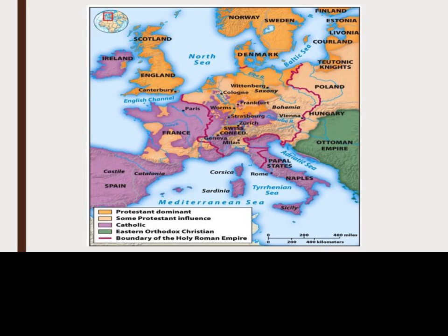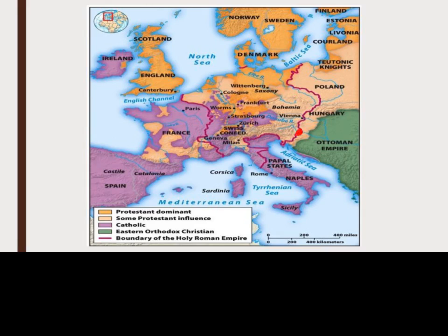Okay. In this map, we show, initially this was all Catholic, other than the Eastern Orthodox Christians over here. And we see a heavily dominant Protestant influence in that darker orange. And then the lighter orange is still some Protestant influence, but also a still presence of Catholicism. Of course, in France, that's where we talked about the Catholics and the Huguenots.